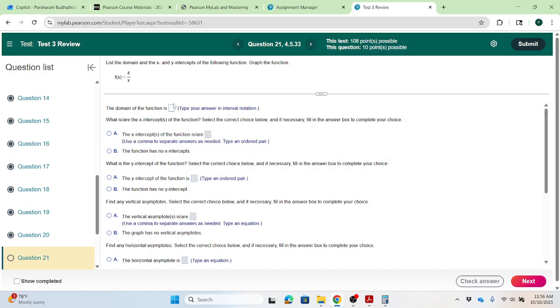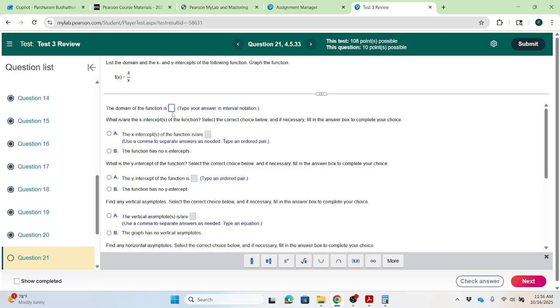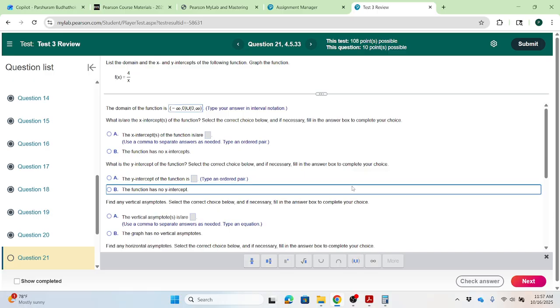List the domain and then x and y intercept. Domain is all real numbers except 0. So how do you write it? The domain is on the left side, from negative infinity up to 0, and on the right side from 0 to positive infinity. So everything else is fine for this function except 0. And then y-intercept means when x equals 0, but x equal to 0, this function is undefined, so there is no y-intercept.